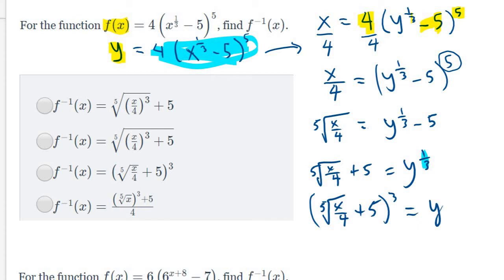Now if you look at the answer choices provided, we're not done. We're going to write f inverse of x as the 5th root of x over 4, plus 5, and I need to raise everything to the power of 3. The one that has everything raised to the power of 3 is answer choice C, in which the 5th root was taken, 5 was added, and then everything was raised to the power of 3. So this is the correct answer, and the rest are not correct.